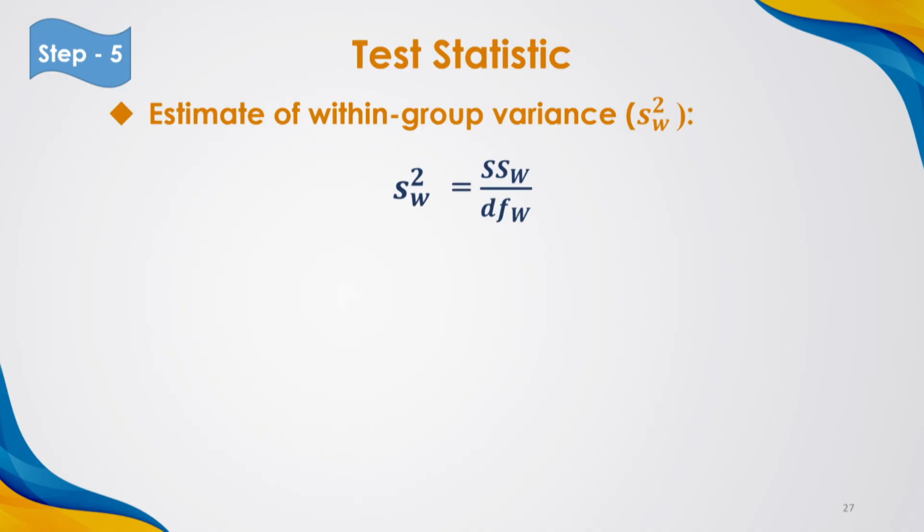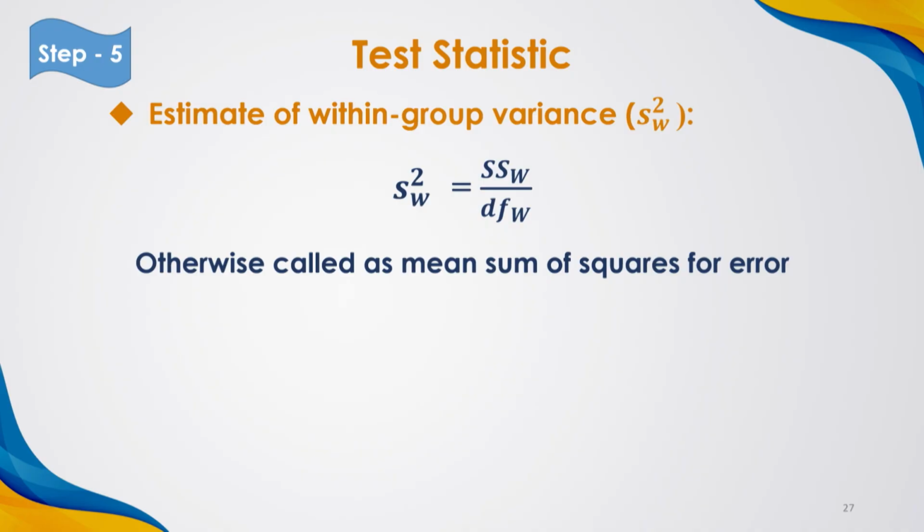After framing our hypothesis, next we move to calculate the test statistic. To calculate the test statistic, we must calculate the estimate of within group variance, which is calculated based on the within sum of squares, that is SSW, that we have already mentioned in the previous slide. When we divide the within sum of squares by the within degrees of freedom, we get the estimate of within group variance. Usually this is called mean sum of squares for error, but in our lesson I am representing this by the estimate of within variance, represented by small s w square.